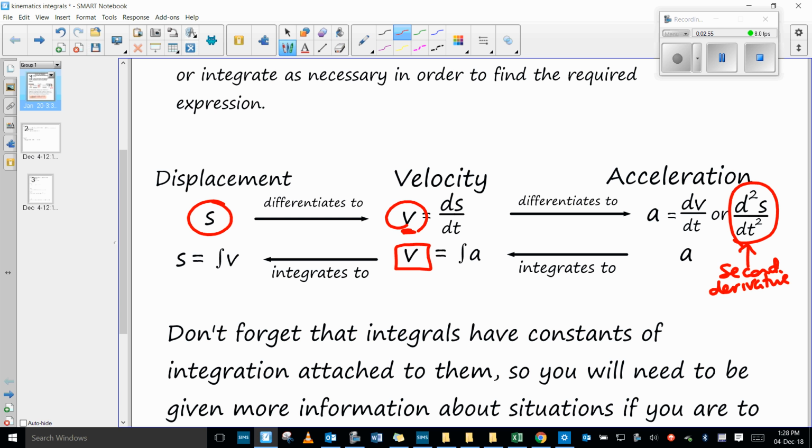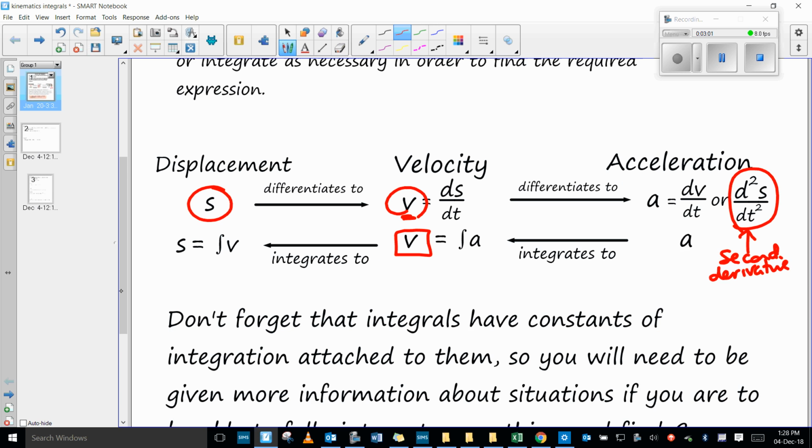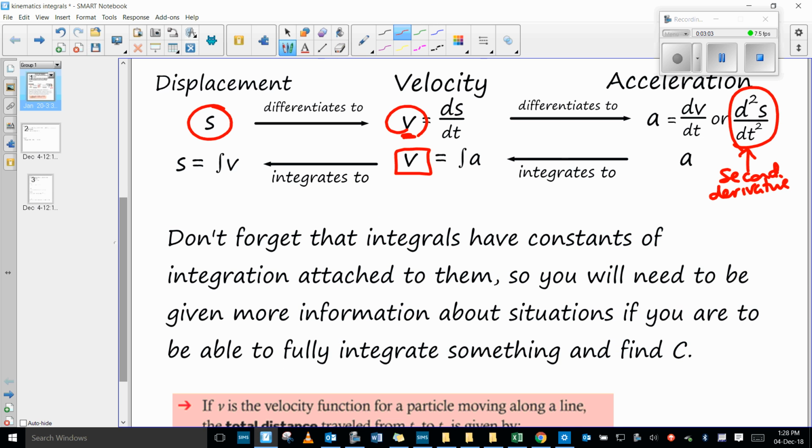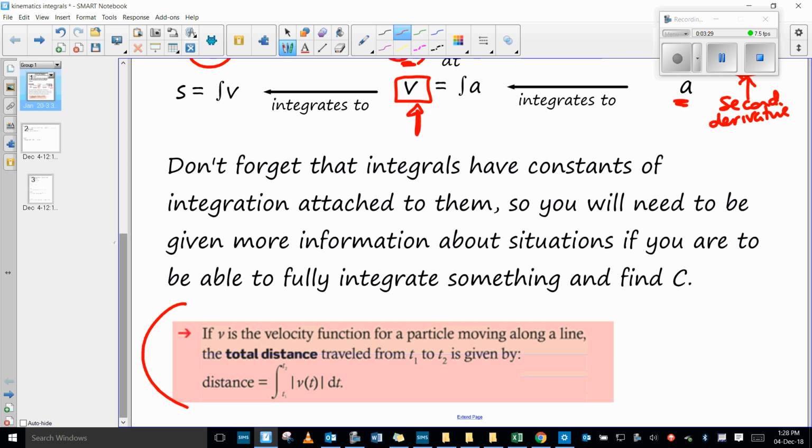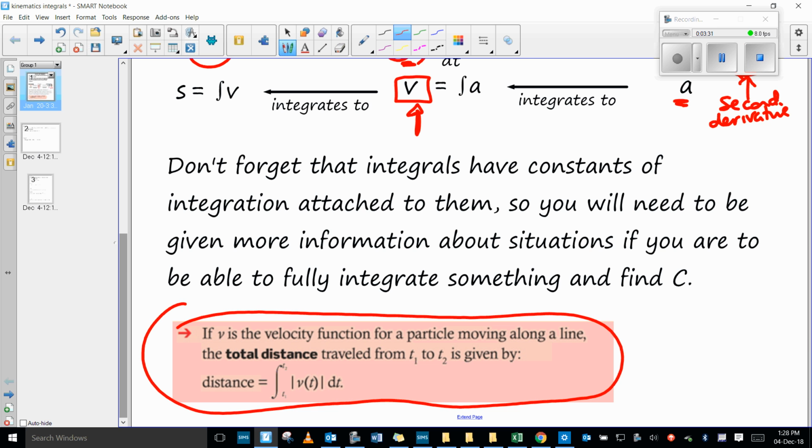Do we understand? Yeah? Now, what it says here is don't forget that integrals have constants of integration attached to them. So if you were given an expression for acceleration and you needed to find a rule or formula for the velocity, they need to give you some additional information. They will give you some extra information to be able to work out the constant of integration.